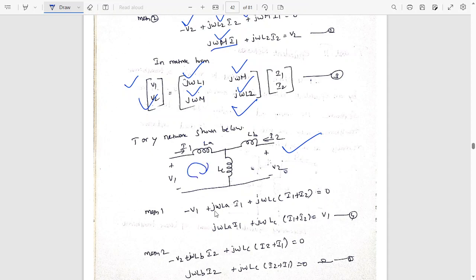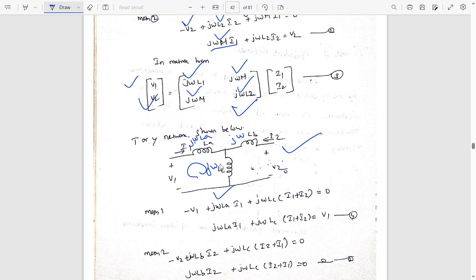So minus V1 plus j omega LA into I1 plus j omega LC. This can be written as j omega LA, j omega LC, j omega LB. If I simply write LA, LB, LC, it will be considered as time domain. So in the frequency domain, I need to represent the inductance value like this: j omega L. So j omega LA, j omega LB, j omega LC. These are all the values. So j omega LA times I1.